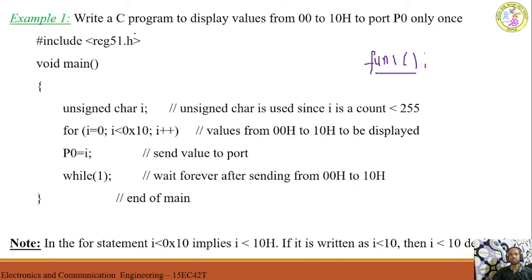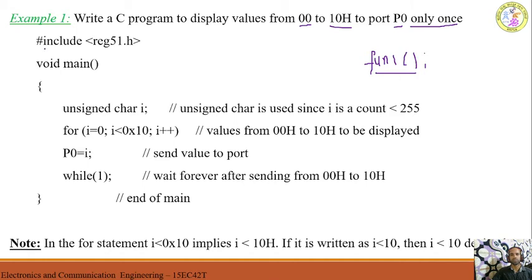So this example is to write a C program to display the values from 00 to 10h to port 0 only once. So what we need to do, we need to write a program. This program has to display 00 to 10, that is 00, 01, 02, 03 and so on up to 10, to port 0 only one time.